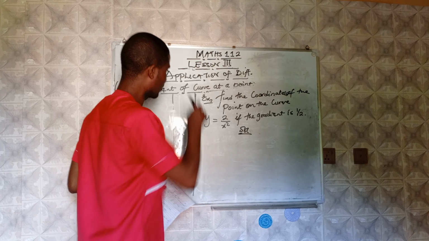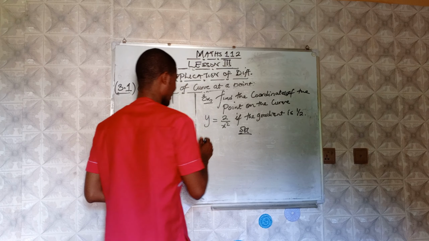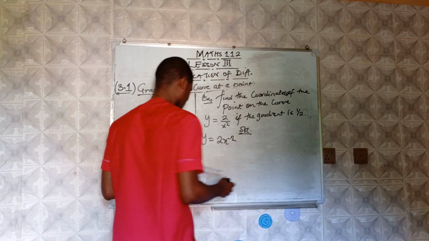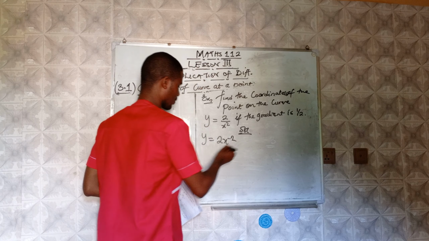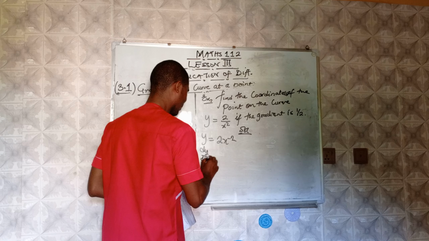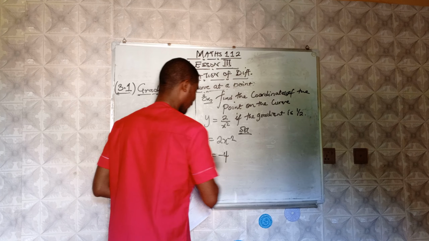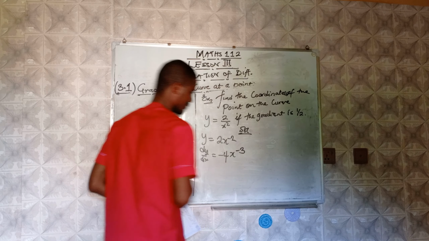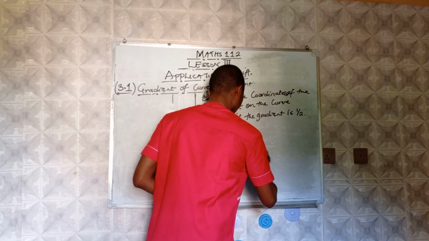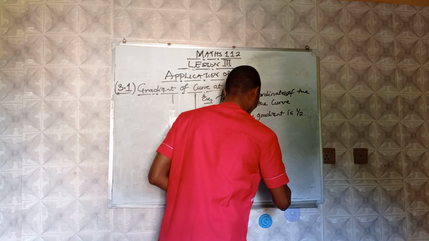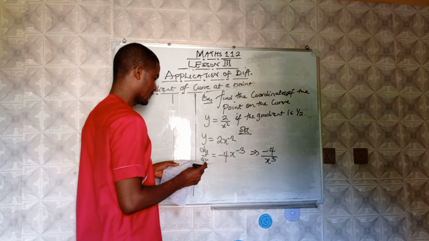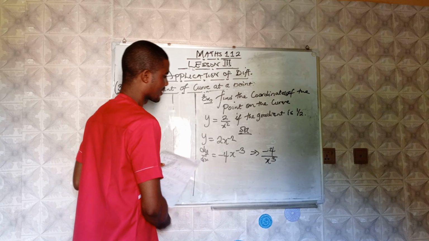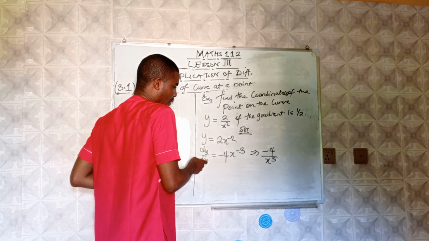So what I'm going to do here, solution: first of all, I'm going to find the dy/dx. So I have that y is equal to 2x to the power minus 2. So my dy/dx becomes minus 4x to the power minus 2 minus 1, which is minus 3. So this becomes minus 4 over x raised to the power 3. That becomes my answer.